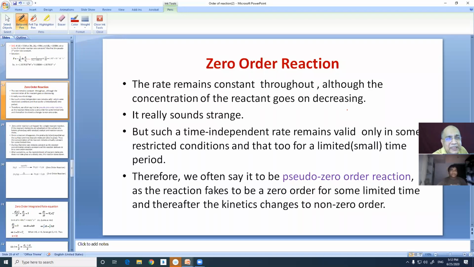You have to have some digestive tonic to reconcile to the fact that while the concentration of the reactant is decreasing, the rate remains constant. It really sounds strange, but such time independent rate remains valid only in some restricted conditions, and that too for a limited time period. Therefore, we often say this to be a pseudo zero order reaction. It should be better called that it is faking to be zero order reaction.